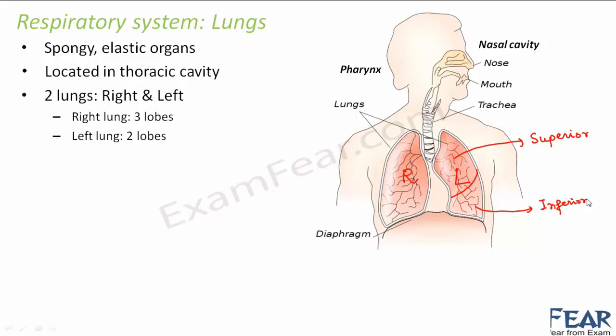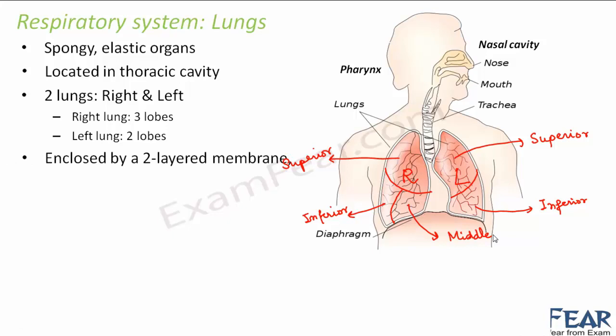Superior means above. So the lobe which is located on the above side is superior and the one on the lower side is inferior. Now similarly, the right lung is divided into three lobes. The above one is the superior lobe, the one below is the inferior lobe, and the lobe which lies in the middle of the superior and inferior is known as the middle lobe, right? So this is how the lung is divided into different lobes.